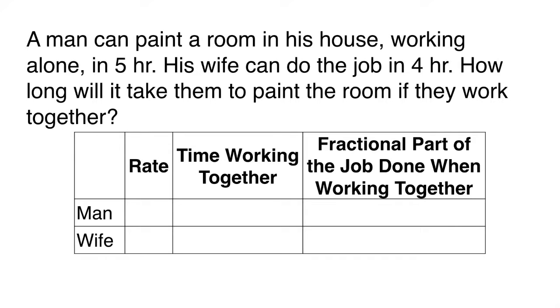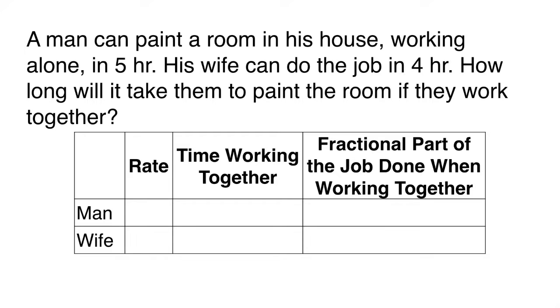A man can paint a room in his house working alone in 5 hours. His wife can do the job in 4 hours. How long will it take them to paint the room if they work together? To solve this problem, we'll use a table to organize the information that we're given.